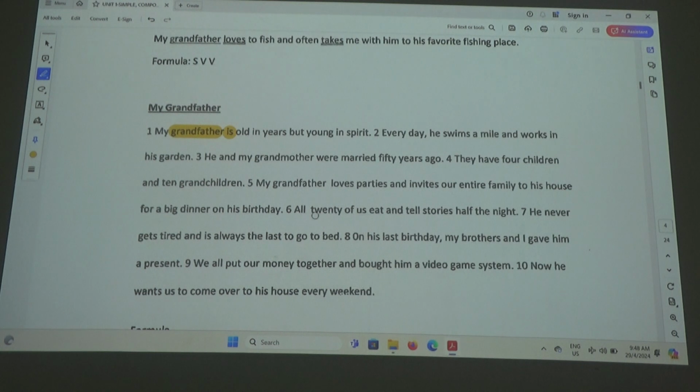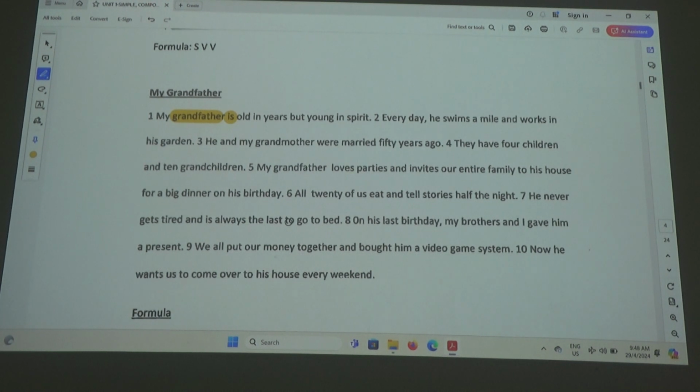To his house, for a big dinner, on his birthday are all called prepositional phrases. Right? You all remember? Prepositional phrases. Right? Okay, next, number 6. All 20 of us eat and tell stories half the night.